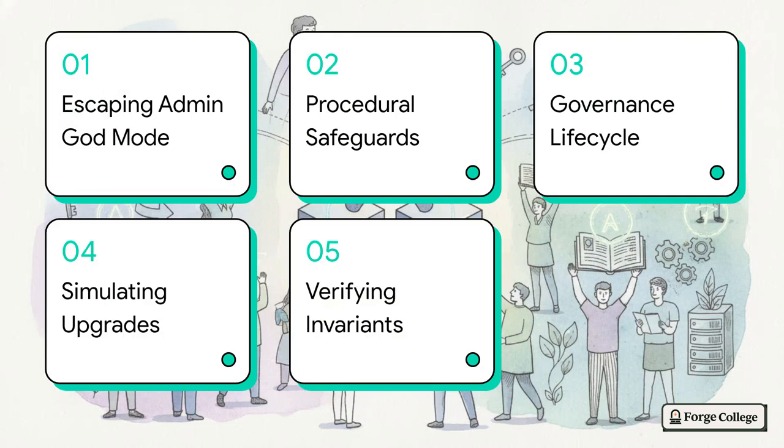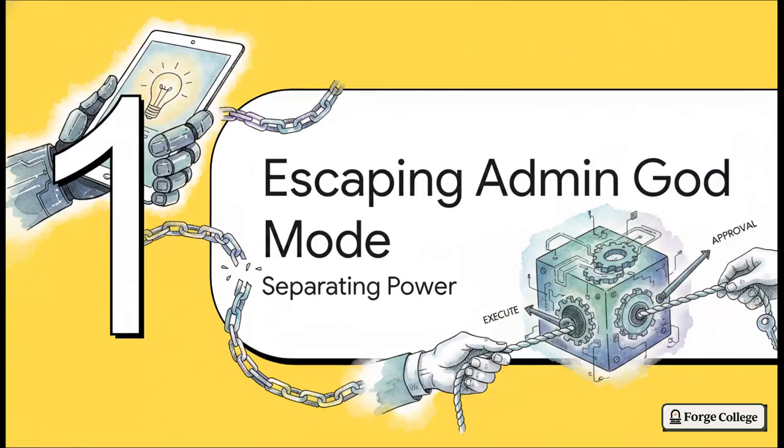Here is our agenda for today's explainer. We will cover escaping admin God mode, the procedural safeguards, the governance lifecycle, simulating the upgrade process, and finally, verifying state invariants. All right, let's jump straight into Section 1, Escaping Admin God Mode.